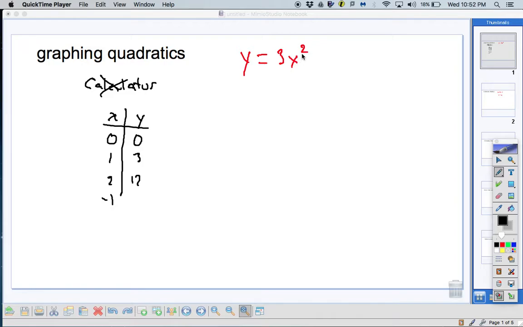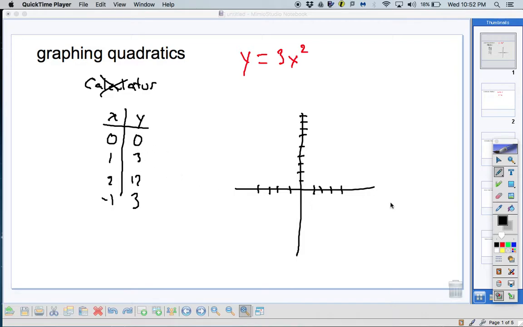-1 squared is still 1, and 1 times 3 is 3. And notice that we're going up again. So we've been on both sides of the vertex. So let's go ahead and graph this. And we're just going to plot some points. So I need 0, and then on the x, let's go with 1, 2, 3, 4, should be plenty, and some negatives. And let's put some 1, 2, 3, 4, 5, 6, 7, 8, 9. We'll go to 9. Okay?